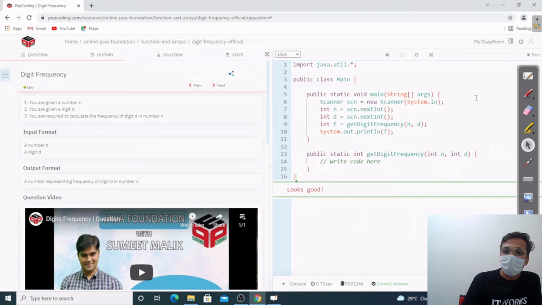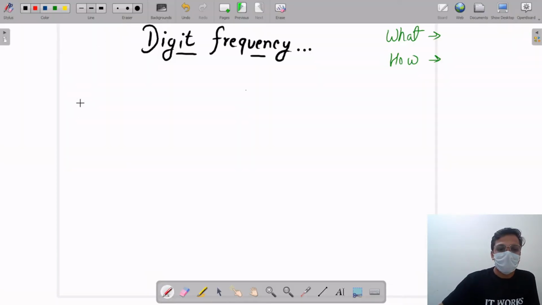Let's say we are given the number 1020, and we have to count the number of occurrences of d. Let's say d is 0. The number of occurrences of d can be clearly seen as 2 here, so our output is going to be 2.